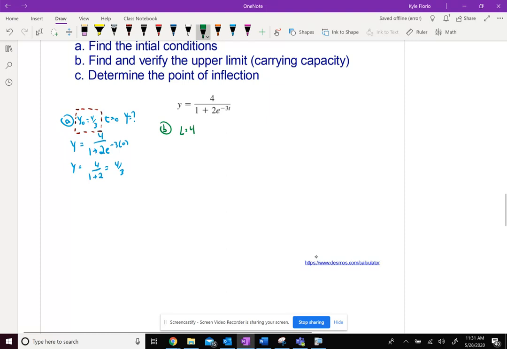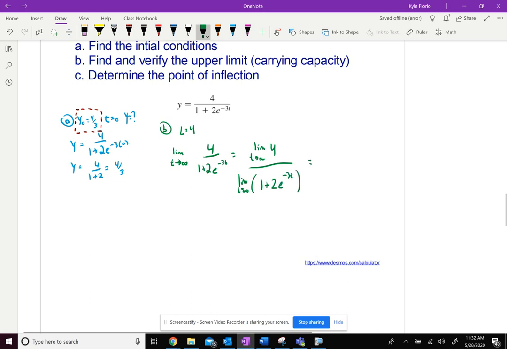Well, let's find out. What's the limit as we go deep into the future, as time approaches infinity, of the population, 4 over 1 plus 2e to the negative 3t? Well, let's see. The limit as t approaches infinity of 4, and then the bottom, the limit as time approaches infinity of 1 plus 2e to the negative 3t.